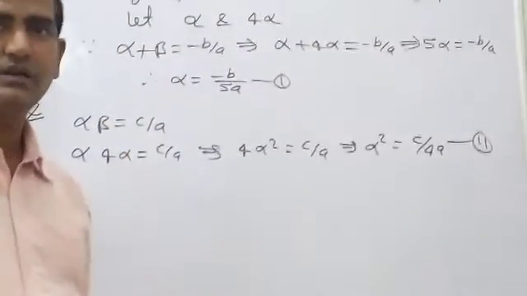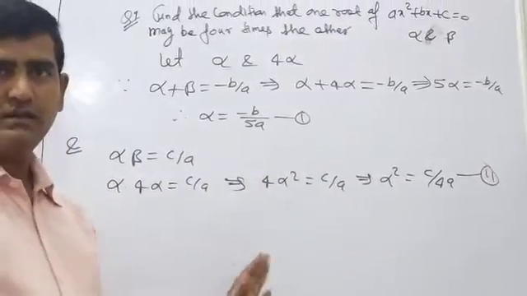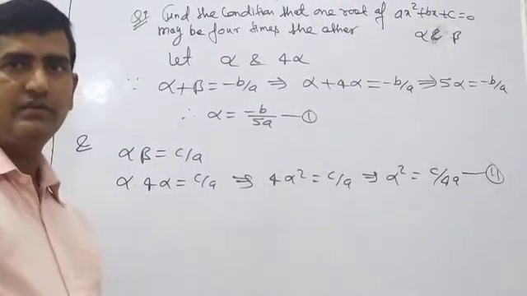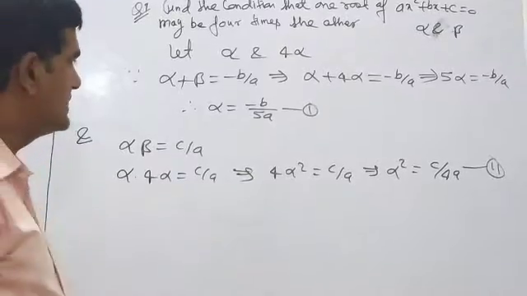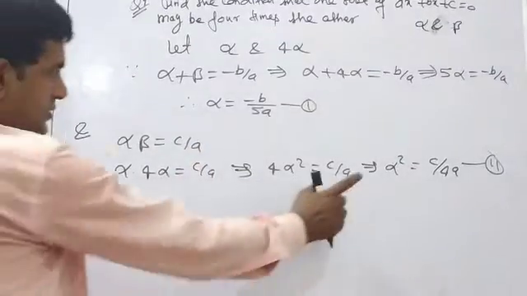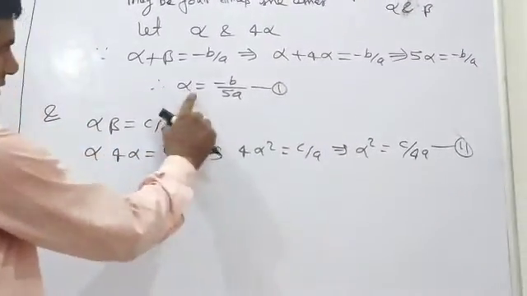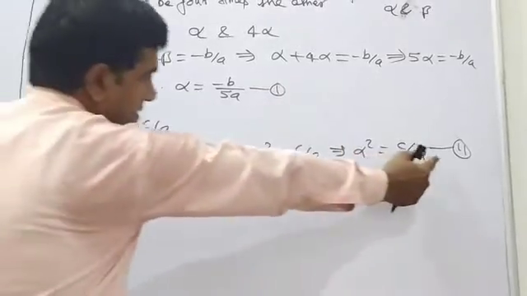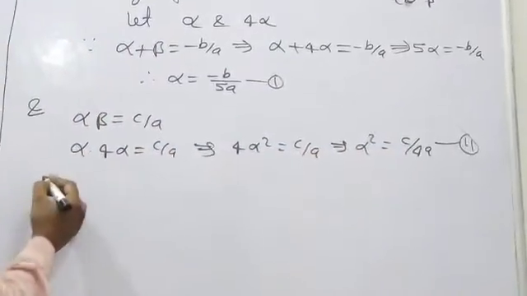Condition means we have to eliminate the alpha beta, means the roots here, and find the value in terms of a, b, c here. Now we are going to put the value of alpha from equation number 1 in equation number 2. Clear?